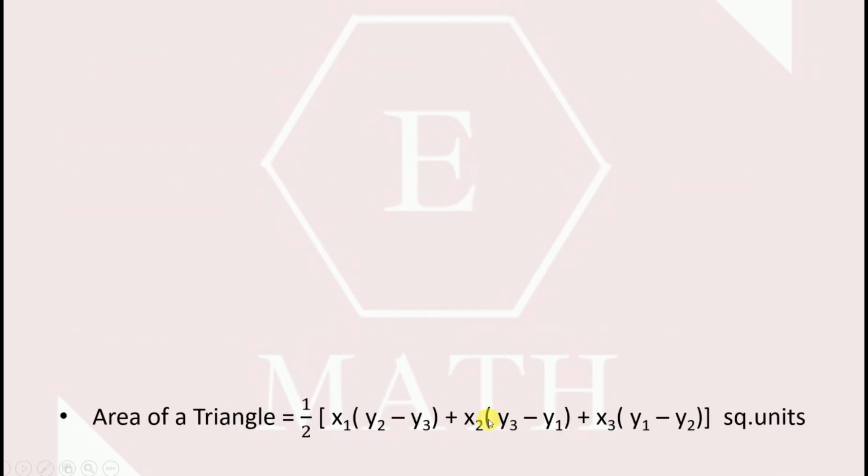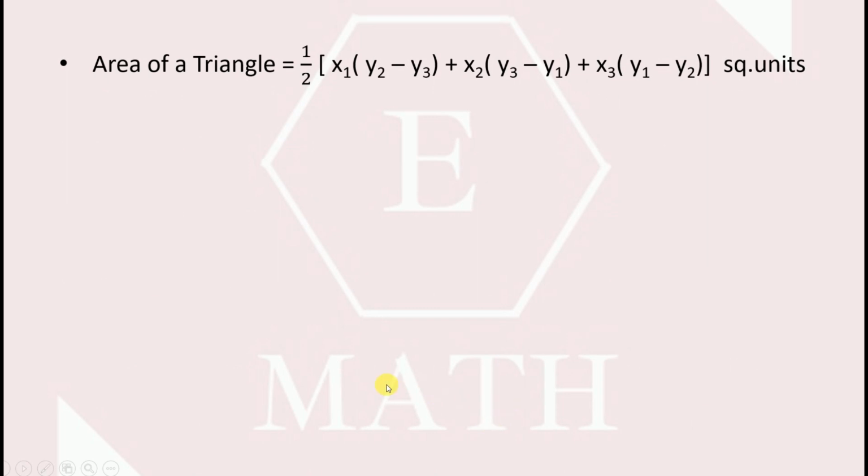Alright. Then comes the third formula, called area of a triangle. Usually the area of a triangle can be found by using the formula half into base into height, but in coordinate geometry we can also find the area of a triangle by using this formula. The formula says that area of a triangle is half into x1 into y2 minus y3 plus x2 into y3 minus y1 plus x3 into y1 minus y2 square units. Since it is the area, we need to express it in terms of square units, right? Here x1, y1, x2, y2 and x3, y3 are the three vertices of a triangle.